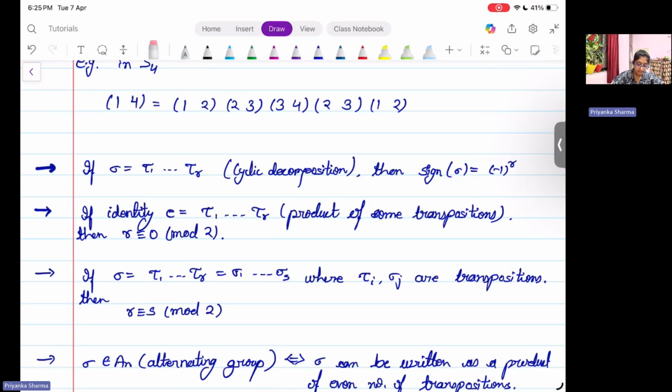Now, what is the sign of identity? Identity, which is say E, is tau 1 up to tau r. Here we write it as a product of some transpositions, because the cycle decomposition form will not be so convenient. So here r will be congruent to 0 modulo 2.